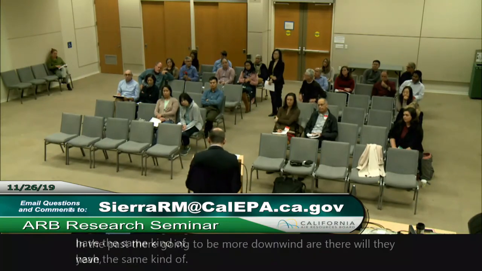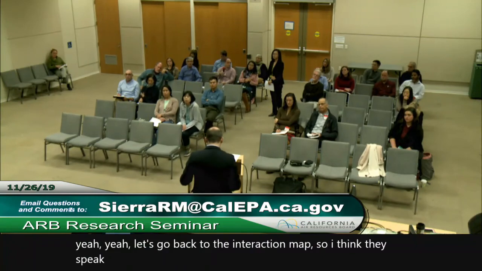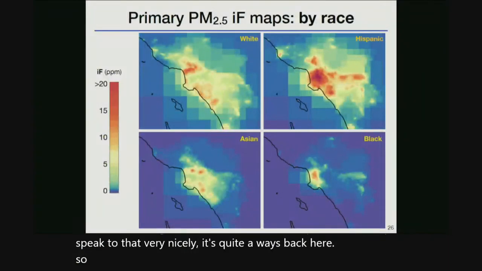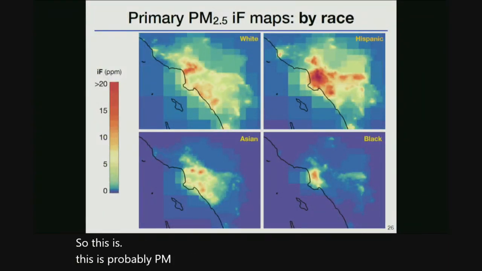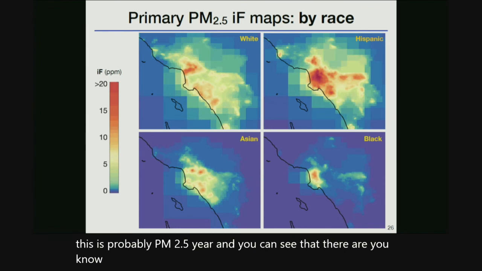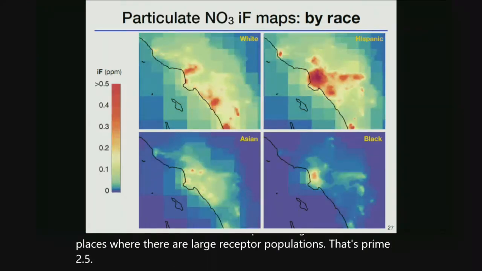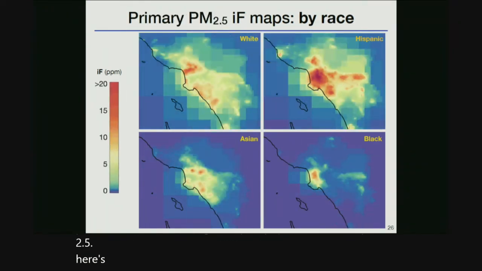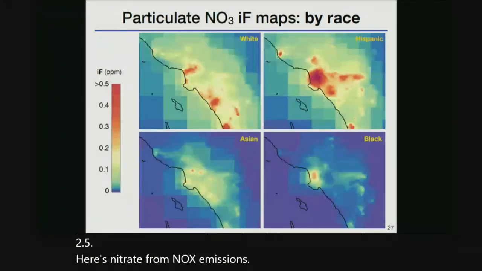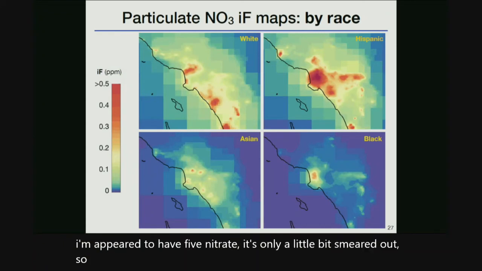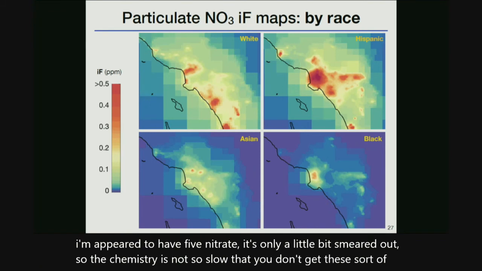Yeah. Let's go back to the intake fraction maps, because I think they speak to that very nicely. It's quite a ways back here. So this is primary PM2.5 here. And you can see that there are these localized hotspots of high intake fraction in places where there are large receptor populations, right? That's primary PM2.5. Here's nitrate from NOx emissions. Compared to primary PM2.5, nitrate is only a little bit smeared out. So the chemistry is not so slow that you don't get these sort of localized impacts still. And we're reasonably confident in that chemistry.